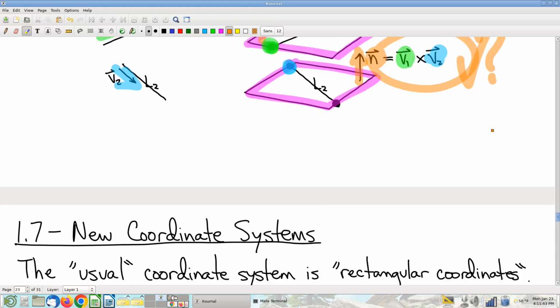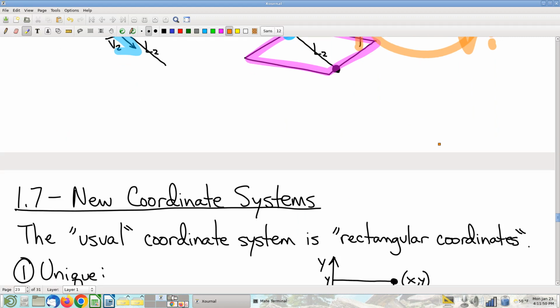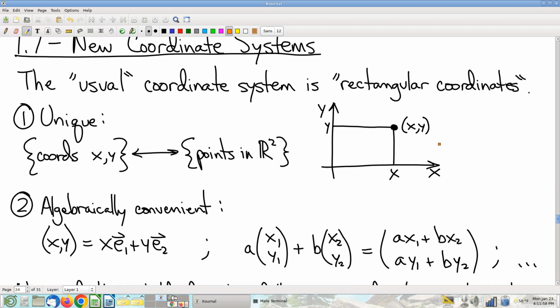Okay, so that does it for 1.5. Where am I drawing the line? We've got 10 minutes left. But I do want to get started into 1.7. Notice that we've already done 1.6, so moving along to 1.7. We're going to talk about new coordinate systems.